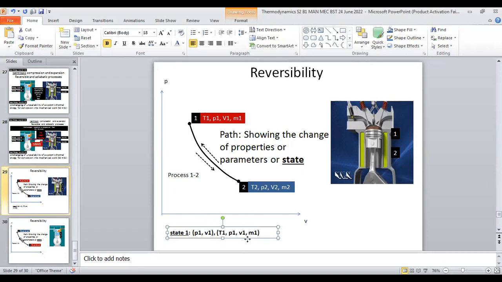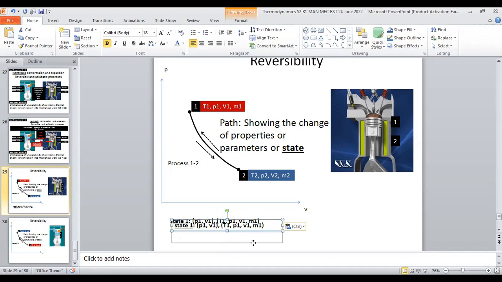State 2, so you have the similar one. Okay, all represent. So P2, V2, T2, P2, V2, M2. I put all, don't worry, yeah? That's all right as long as you are understanding this.